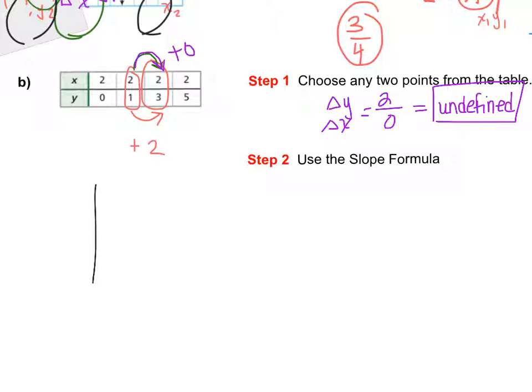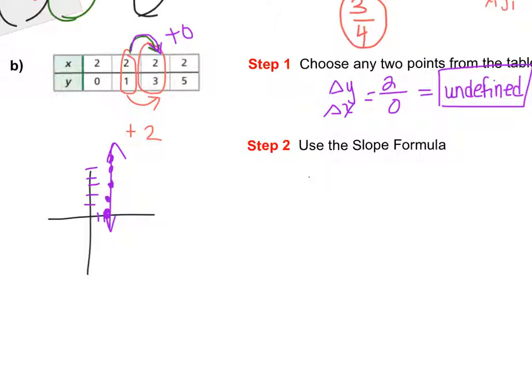And if you think about it, if I was to graph all of these points, (2, 0), (2, 1), (2, 2), (2, 3), (2, 5), that's a vertical line. So I realized by looking at this that even though it is a line, it's not a function.